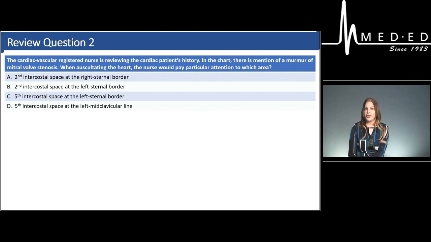The cardiac vascular registered nurse is reviewing the cardiac patient's history. In the chart, there is mention of a murmur of mitral valve stenosis. When auscultating the heart, the nurse would pay particular attention to which area? The best answer here is the 5th intercostal space at the left midclavicular line. That's where you're going to hear the murmur of mitral valve stenosis.